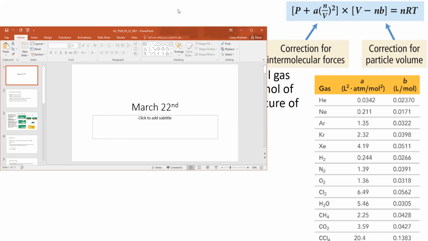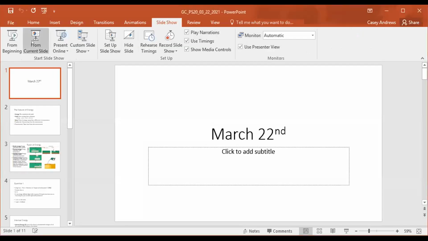Let me switch over to the slide I have for today, which we're going to be talking about energy now. So getting into a new topic, saying goodbye to gases, hello to energy.